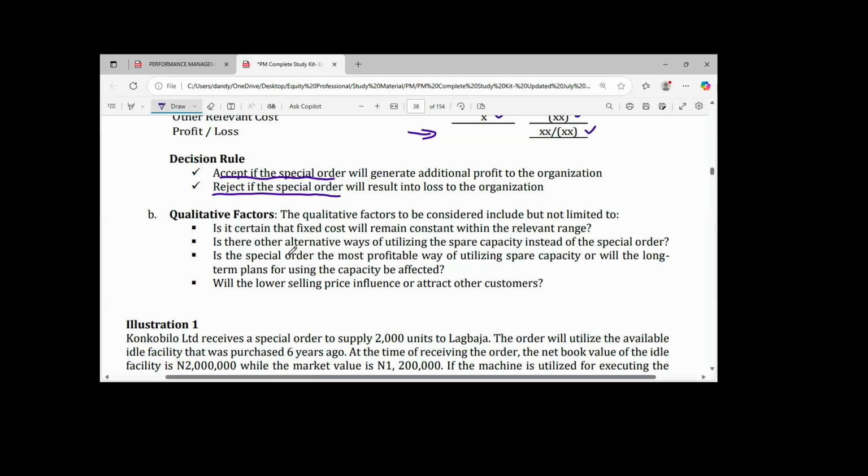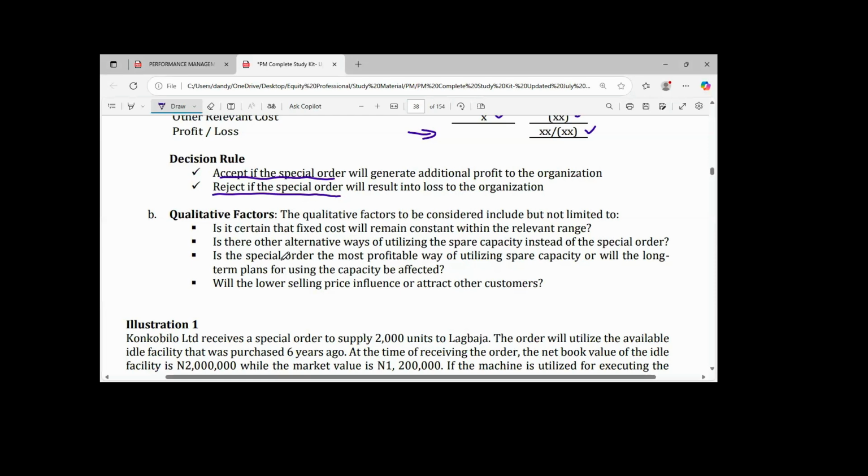Then the number three factor to be considered is: is the special order the most profitable way of utilizing the spare capacity? All right, that's number three. Then number four is: will lowering the selling price attract other customers for the company's products? All right, these are some of the factors you need to take into consideration as far as the special order is concerned.